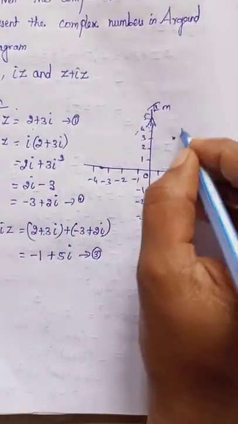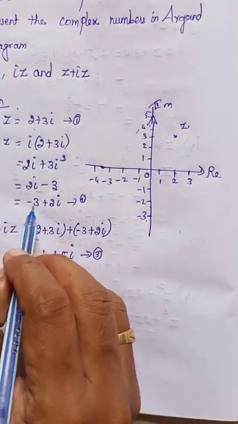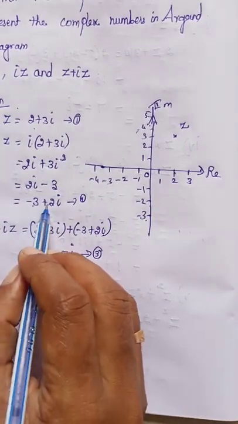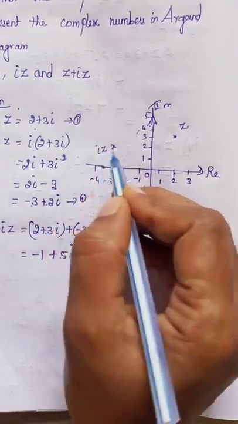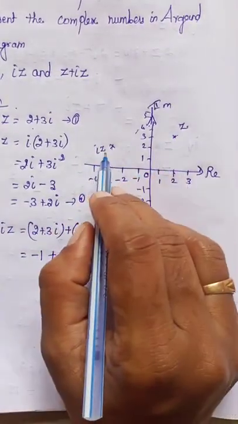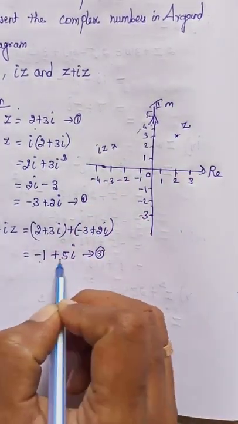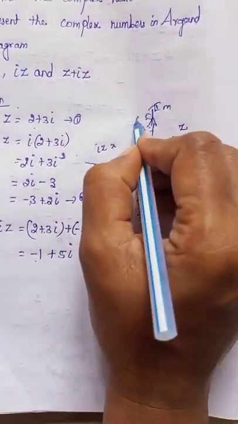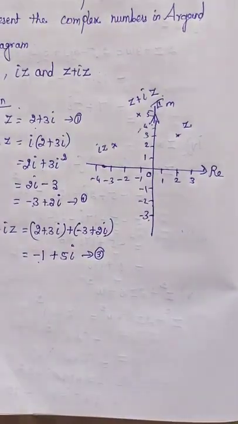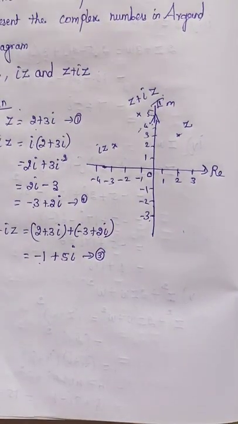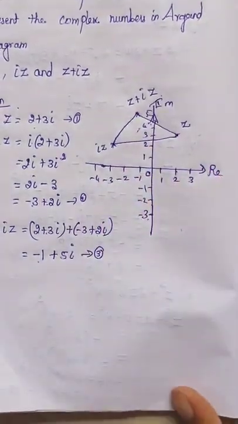So somewhere here this is Z. The next one is minus 3 plus 2i, so minus 3 comma 2. This is iZ. We know that if Z is in the first quadrant, iZ will be in the second quadrant, isn't it? Then Z plus iZ, the third one, minus 1 comma 5. Somewhere here this is Z plus iZ. Just we can join it. Yeah, we have got a triangle.